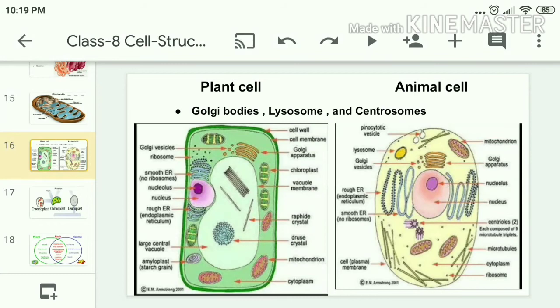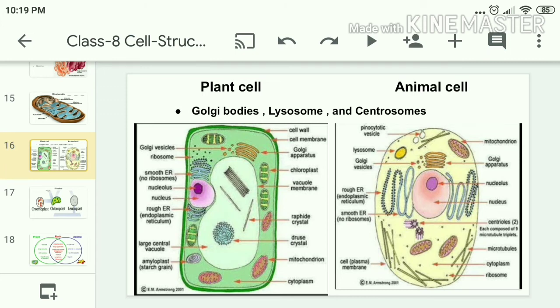The other organelles are Golgi bodies, lysosomes and centrosomes. Golgi bodies. These organelles resemble a stack of disc-shaped sacs. They mostly modify proteins and some fats and package them for transport.